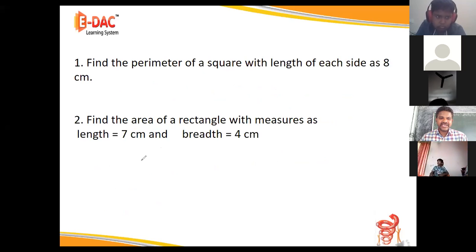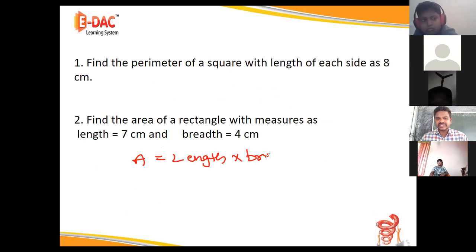What is the formula for area? Area is equal to length into breadth. Just now you learnt. Length into breadth. Length is 7 centimeters.